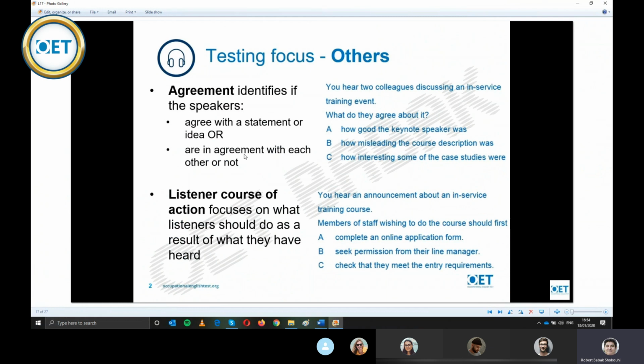So you hear two colleagues discussing an in-service training event. What do they agree about it? So actually, you need to find out, do they agree or do they disagree? Or if they agree, what they agree on. And course of action. What are they going to do next? So members of staff wishing to do the course should first do what?